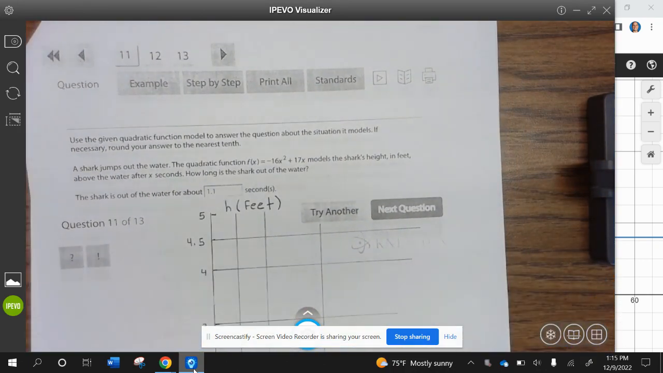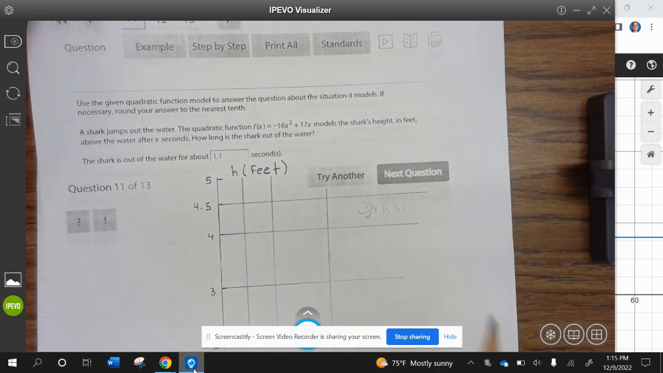All right, use the given quadratic function model to answer the question about the situation it models. If necessary, round your answer to the nearest tenth. A shark jumps out of the water. The quadratic function f of x equals -16x squared plus 17x models the shark's height in feet above the water after x seconds. How long is a shark out of the water?